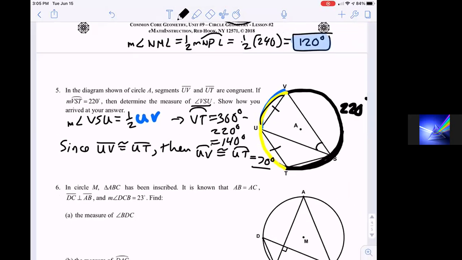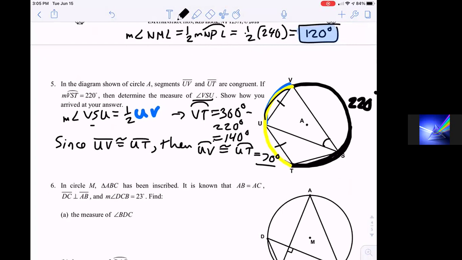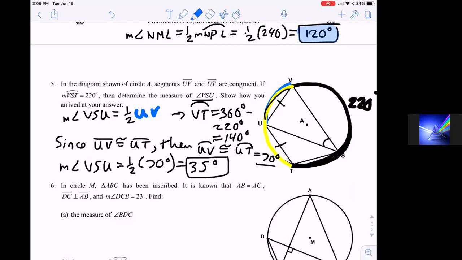Okay, so now we're almost done. We remember the measure of angle VSU is half of the arc that it intercepts. The arc that it intercepts is 70 degrees. So half of 70 degrees would be 35. Pretty tricky.